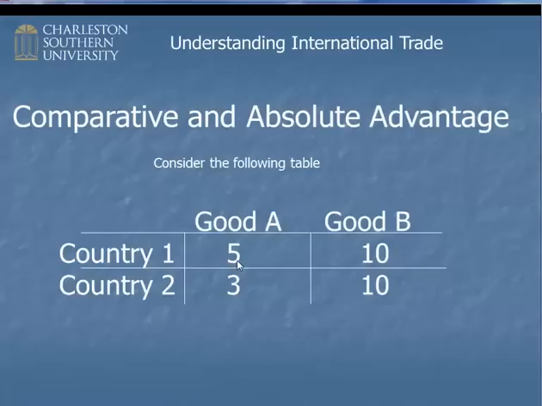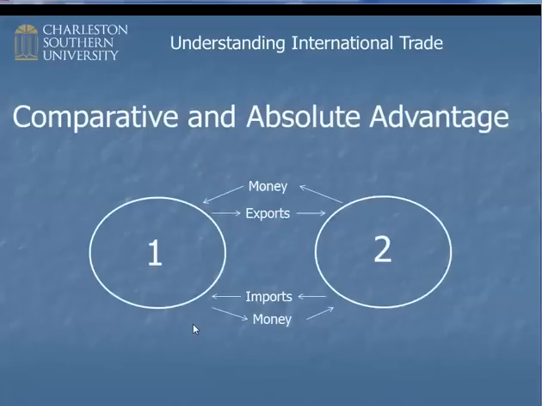What would you have to give up? You'd have to give up 2 units of good B to get an extra unit of good A. In country 2, if you wanted an extra unit of good A, what would you have to give up? You'd have to give up a little more than 3 units of good B to get an extra unit of good A. So in this case, again, you could stop this video and see if you can figure this out. But in this case, country 1 would export good A, and country 2 would export good B.